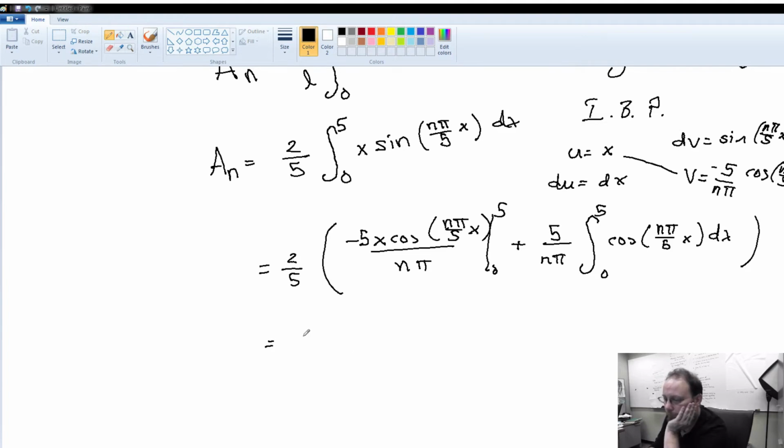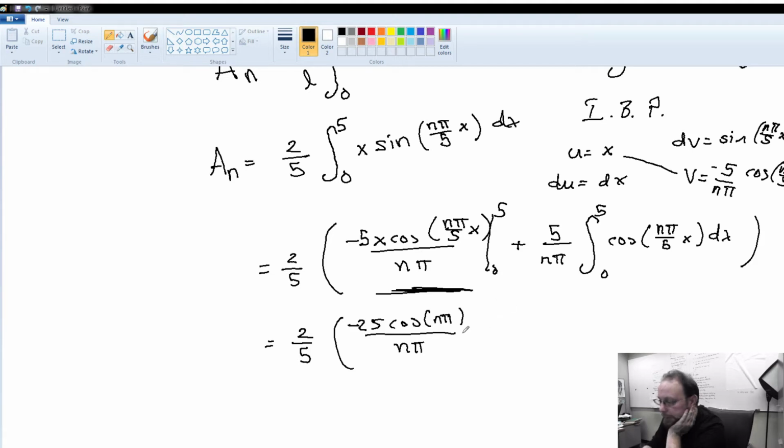Okay, and of course this is a definite integral, so I'm going to go ahead and include the bounds here. Alright, so let's go ahead and evaluate this term at the upper and lower bounds. When x is 5 at the upper bound, you get negative 25 cosine of n pi. And at the lower bound, x is 0, and then we have an x as a factor, so the whole thing will be 0 at the lower bound. Alright, and here we're integrating cosine, so we get sine.